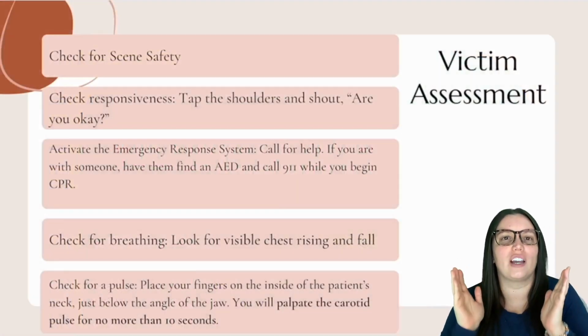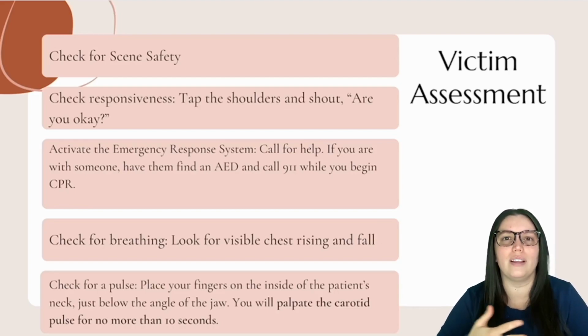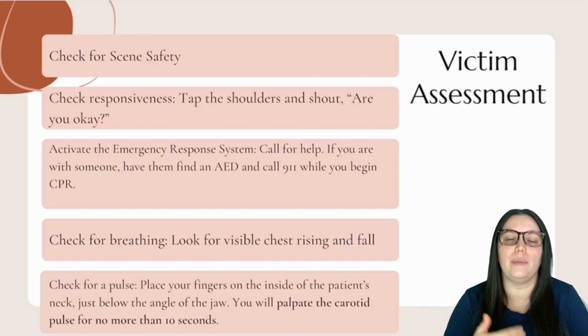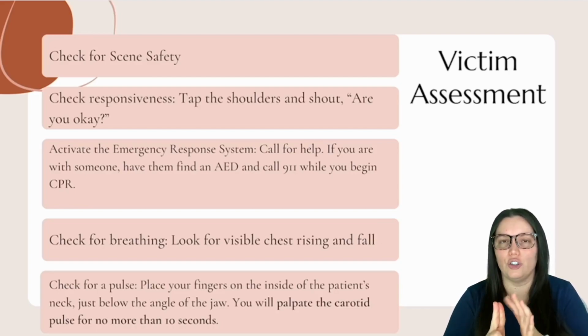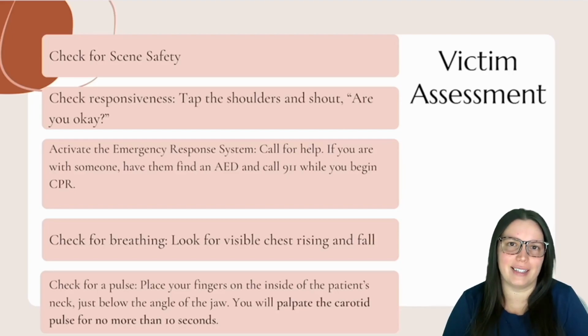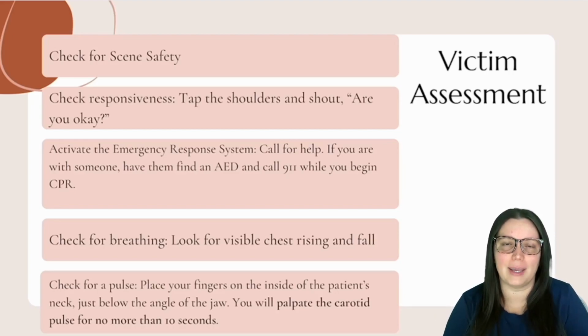You also want to check for breathing. Look for visible chest rise as well as fall. At the same time, you're going to want to be looking for a pulse. You're going to place your 2 fingers on the inside of the patient's neck at their jawline and palpate the carotid pulse for no more than 10 seconds. You will be doing both breathing and pulse checks simultaneously.